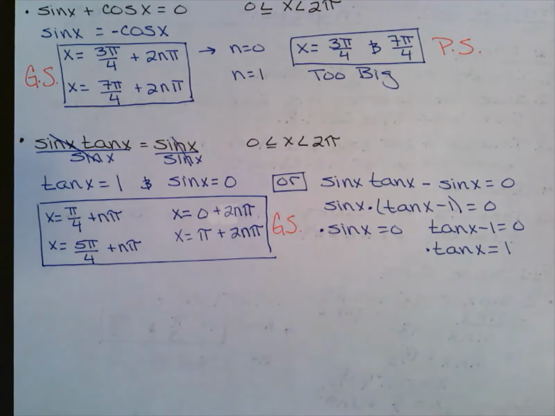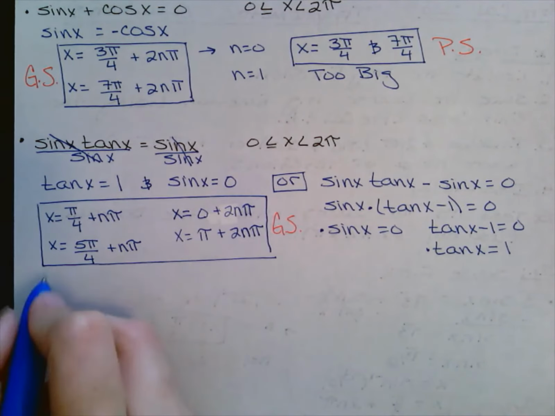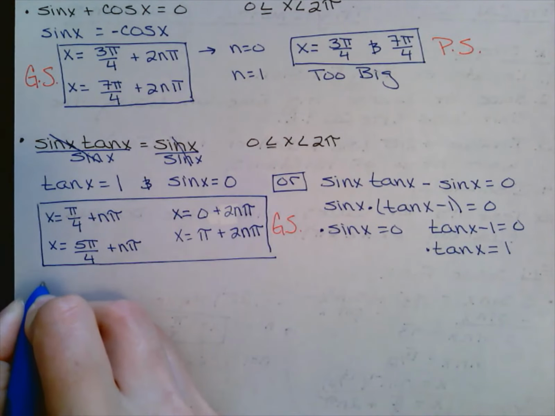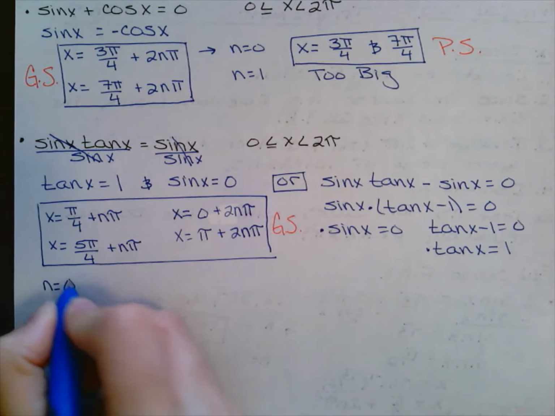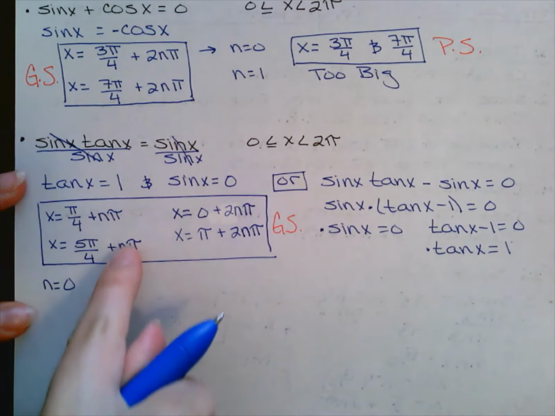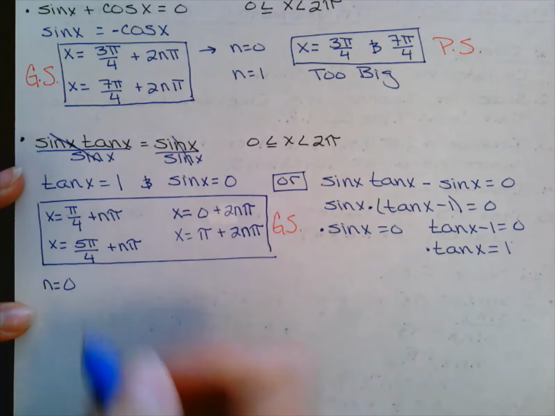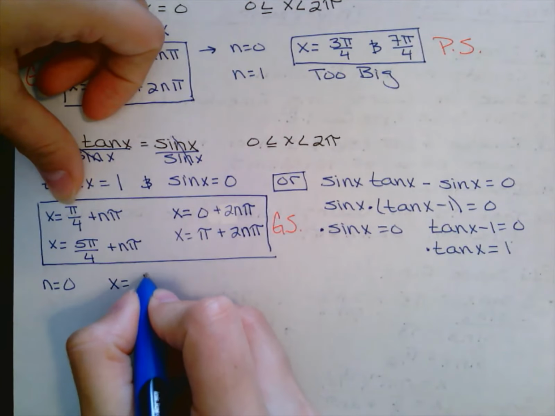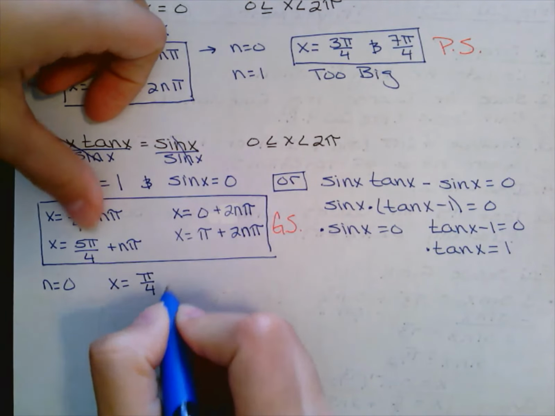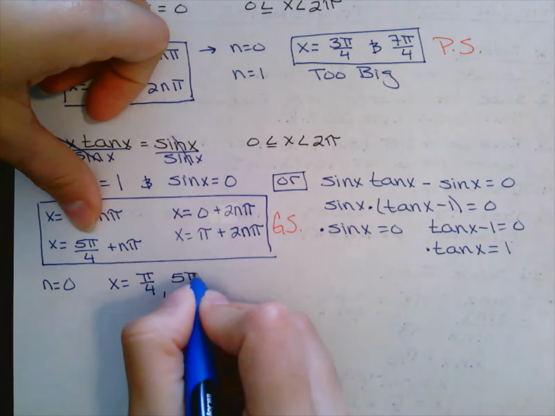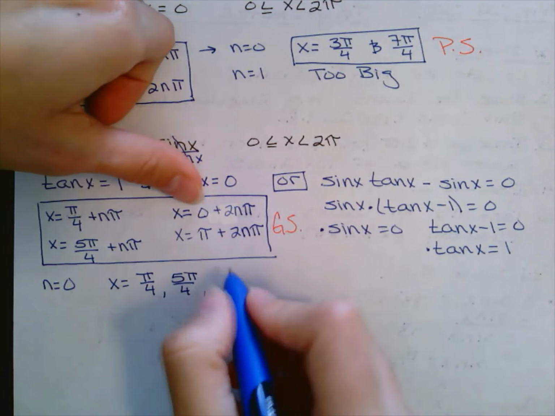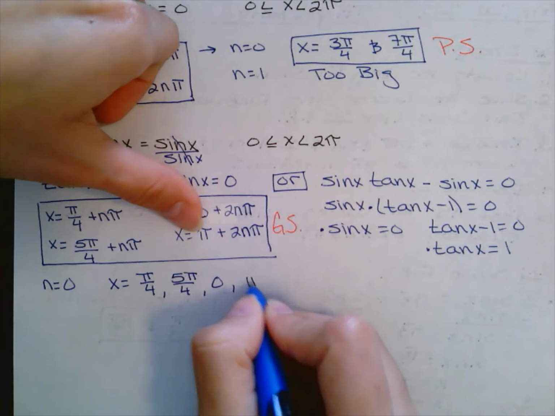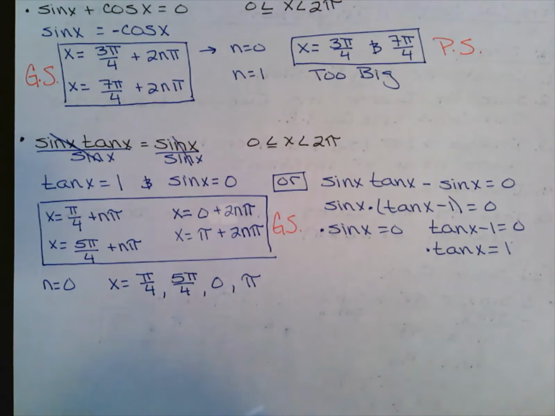Okay? So now I'm going to test my n's, and I'm going to say, okay, when n is 0, all of these that have the n's cancel out, and my x is, I'm just going to list them, pi over 4, 5 pi over 4, 0, and pi. Don't worry if they're in order, okay?